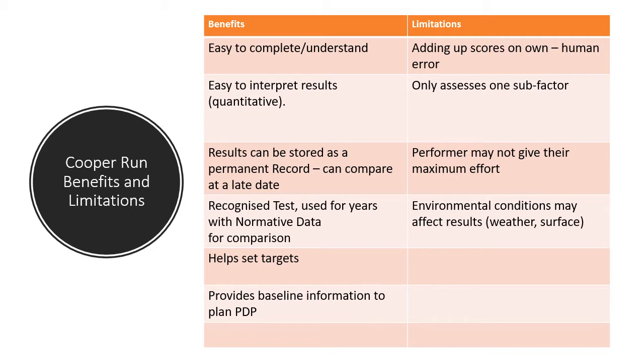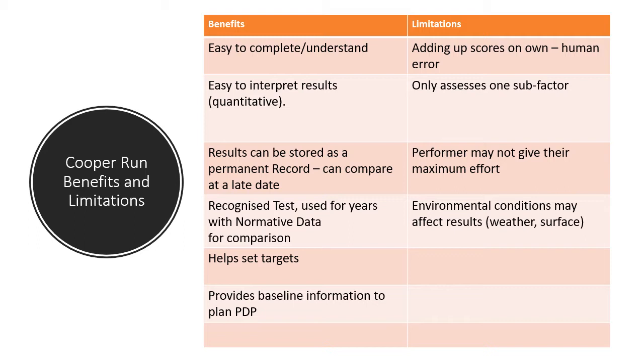So limitations are that you're adding up the scores on your own, so it's human error. So you've got a partner when you're completing a 12-minute Cooper run, your partner's going to be counting your laps. It's quite easy for them to become distracted and get it wrong how many laps you've done. So only assesses one sub-factor. So you're either getting your CRE as a strength or a limitation. So if you identify this as a strength, then you're just going to need to do another test. So it can be time consuming.